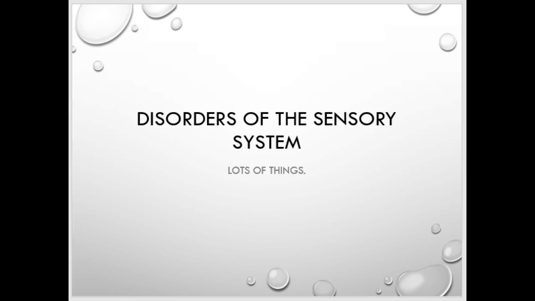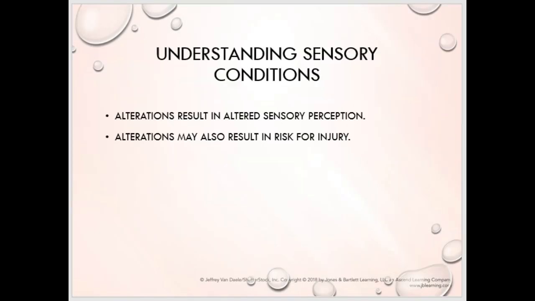We are getting there. So let's go over some nice clinical stuff. And I think a lot of this may look familiar to you guys, kind of bread and butter stuff that you deal with often. So let's start off with general knowledge of it. We can have an alteration that will result in a sensory perception, and we have alterations that may result in a risk for injury. And what I mean by that is, for example, uncontrolled glaucoma.